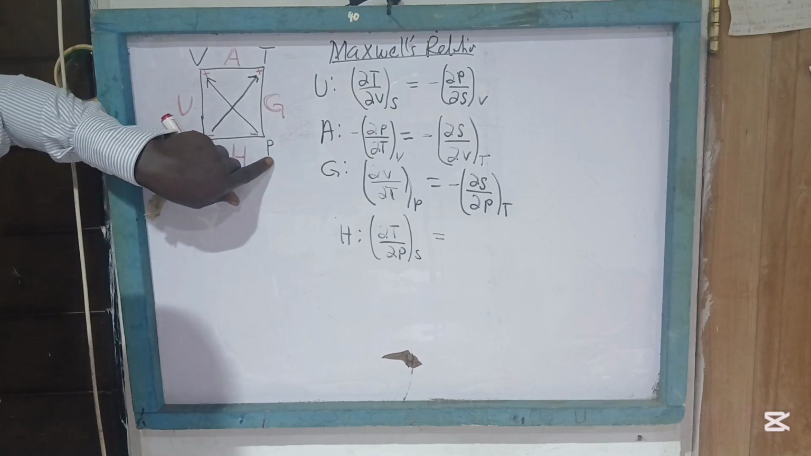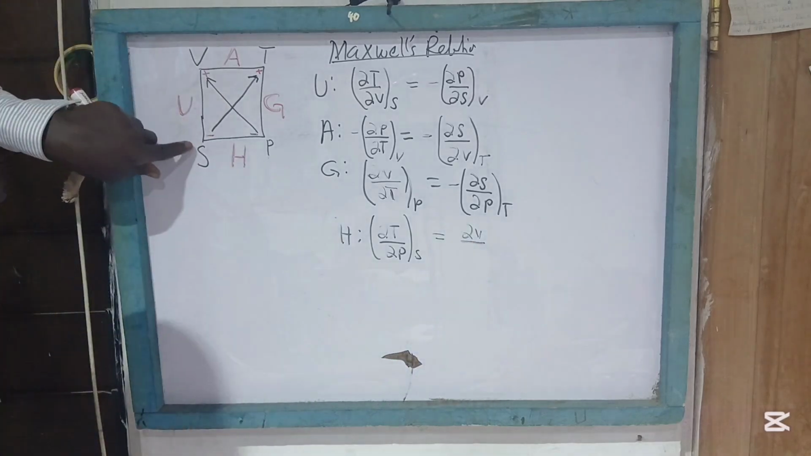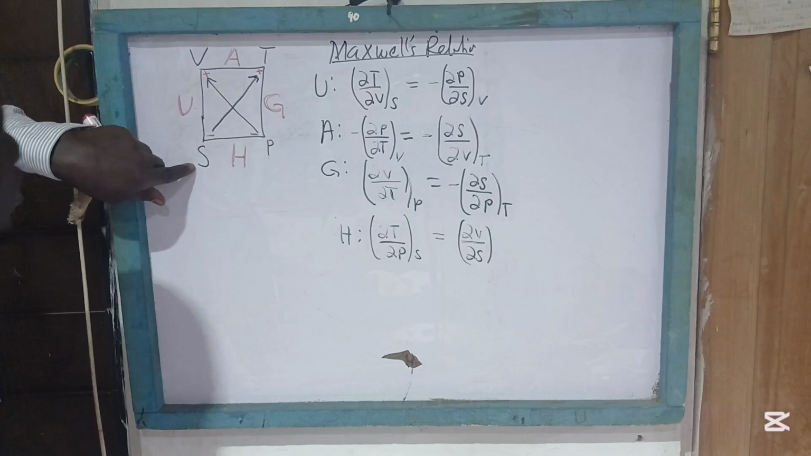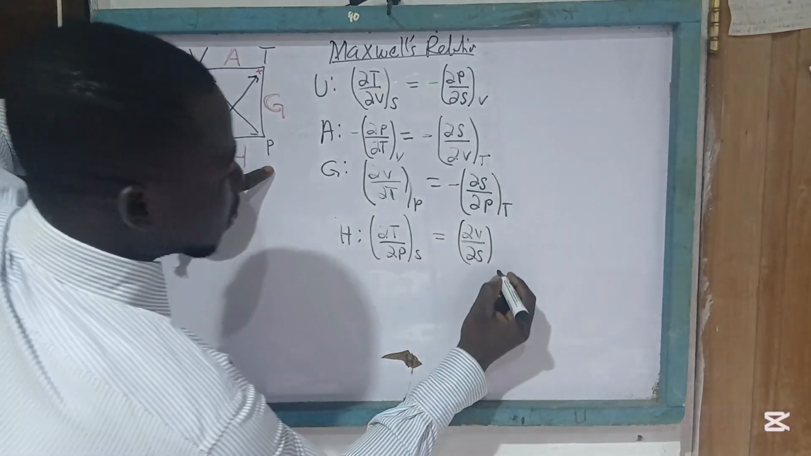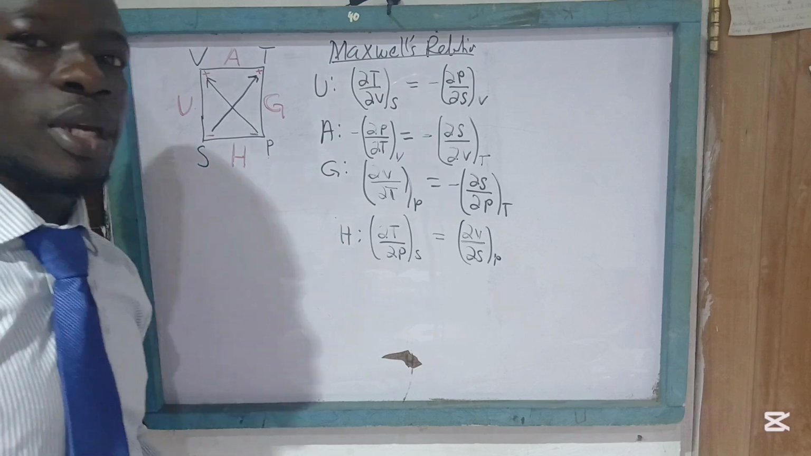We are up to a. The one after a becomes our constant. So partial derivative of v out of, we jump the red one, partial derivative of s, into bracket. What is our constant now? We are up to h. The one after h becomes our constant, which is p. So these are the Maxwell relations for thermodynamics.